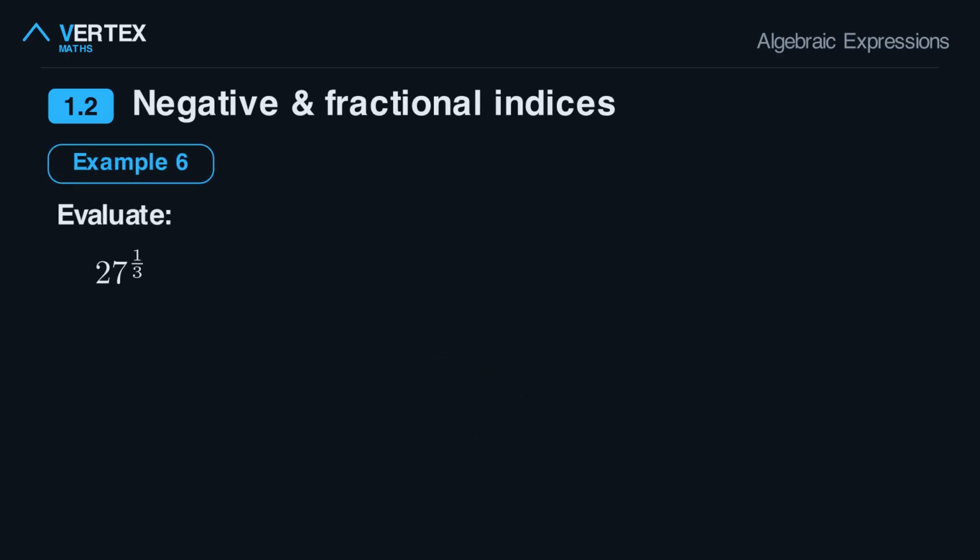Okay, let's look at 27 to the power 1/3. The index is a fraction with 1 on top, so we are taking a root. The denominator 3 tells us it is the cube root we are looking for. So 27 to the 1/3 is the cube root of 27. Whenever the numerator is 1, just convert it into a root straight away. The cube root of 27 is 3 because 3 times 3 times 3 equals 27. Below are some examples of perfect cubes, such as 1, 8, 27, 64, and 125.